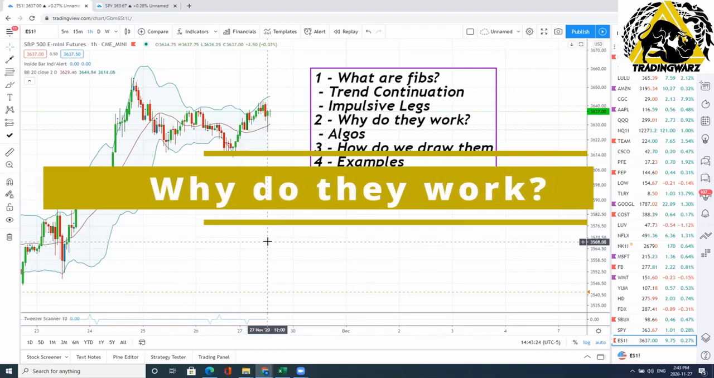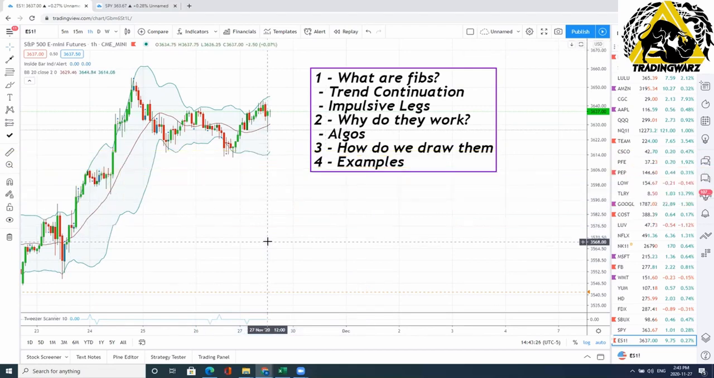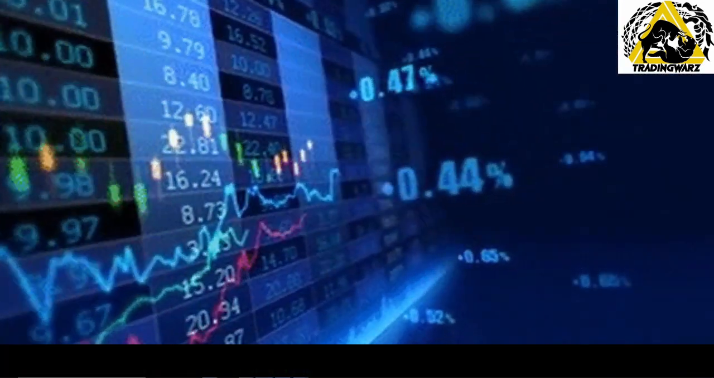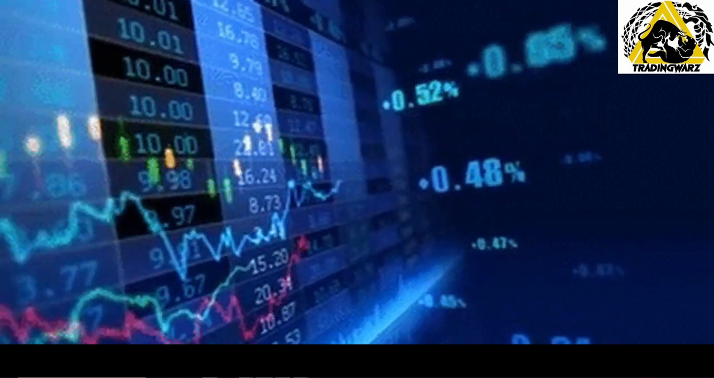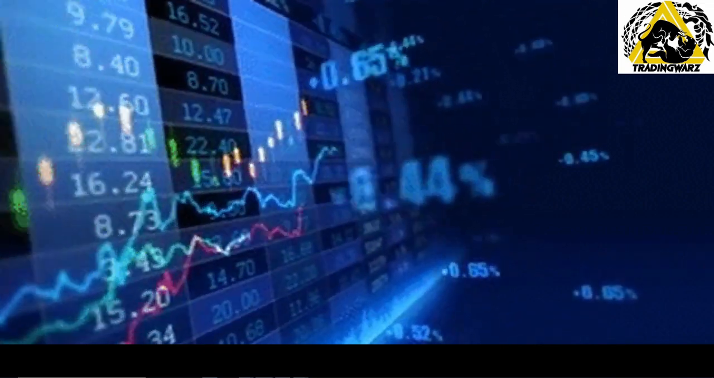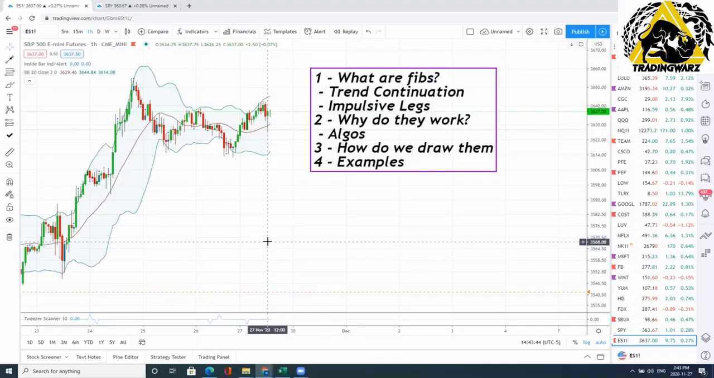So why do they actually work? Well, the main reason Fibonacci's work is because the markets are dominated by algorithms and robots. And robots need to be programmed at specific price levels in order to buy. And the easiest way to program a robot is buying at retracements because they're just percentages of legs. And that's why it's such an efficient tool, because you're actually trading like a robot and you're getting on the edge of where the robots are.